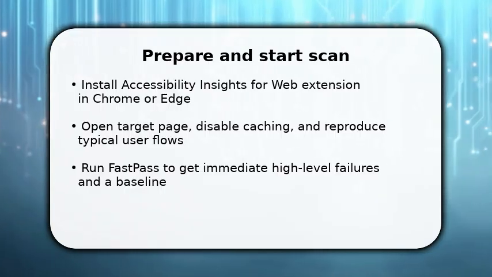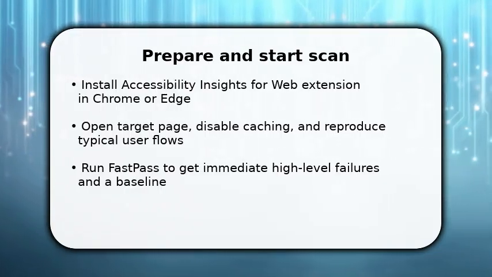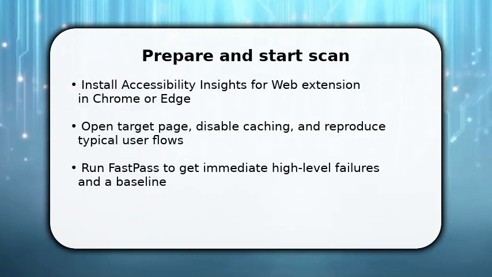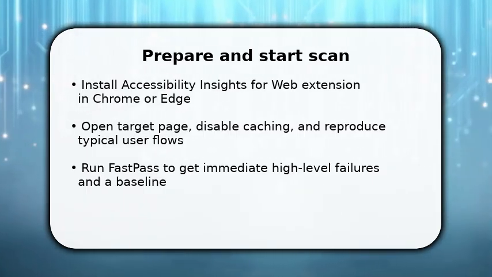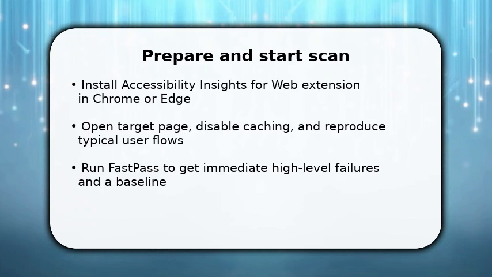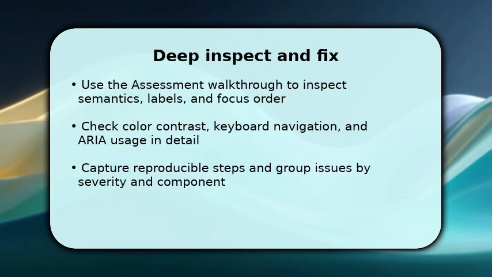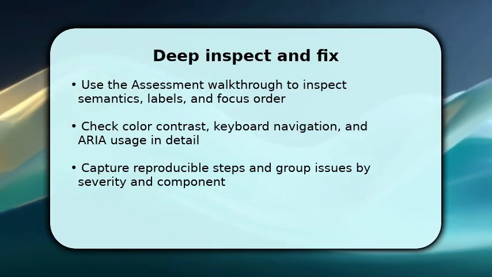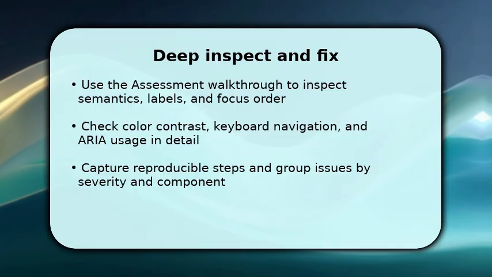While FastPass runs, note interactive elements and dynamic content that may need deeper inspection. You're taking action now to convert vague concerns into concrete issues to fix. You proceed with the assessment walkthrough to validate semantics, accessible names, and keyboard focus order. This step explains why each item matters for users.